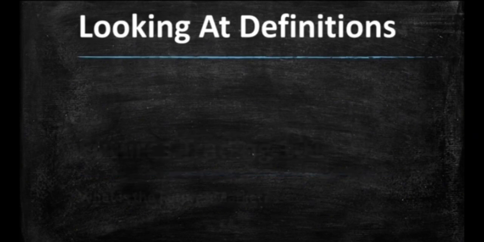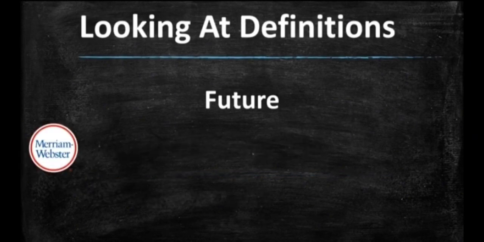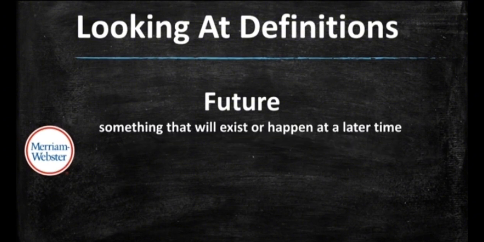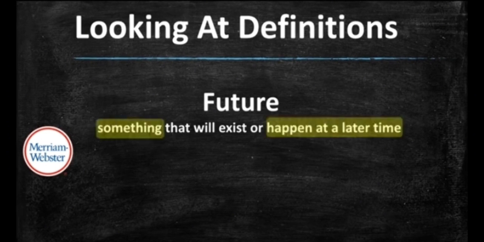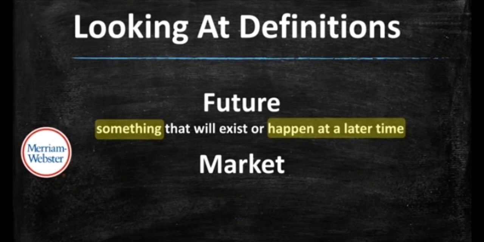So looking at the definition, first, the future: what does future actually mean? Something that will exist or happen at a later time. So something is made here and happens at a later time. What does it mean, something that will exist or happen at a later time? And the next term is just market.